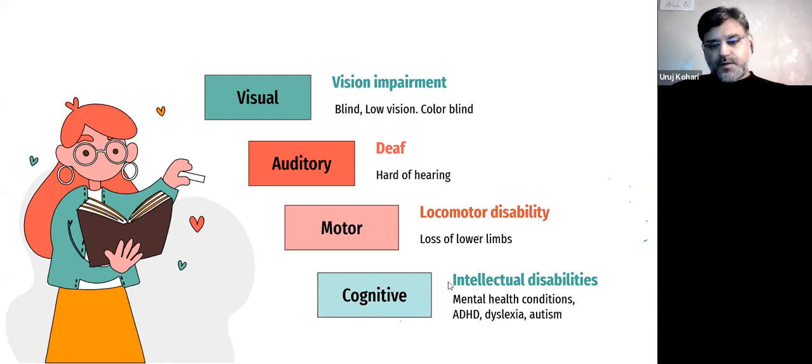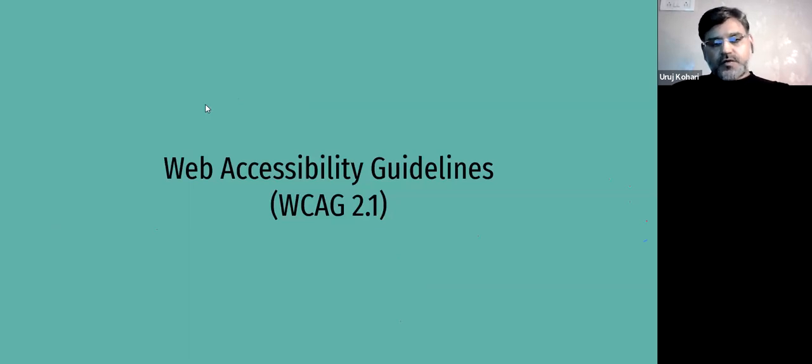Then we have cognitive. We are aware of people with autism, dyslexia, ADHD, and so on. In fact, even combined with other diseases that affect memory, people are not able to remember a lot of things. They quickly forget. They have very short-term memory, maybe due to dementia or any such thing, or they have cerebral palsy. So we have to look at all of these conditions when we are designing things which have to be accessible to everyone. Now, we'll quickly go through some of the guidelines.